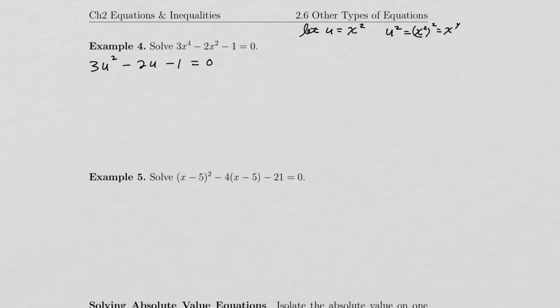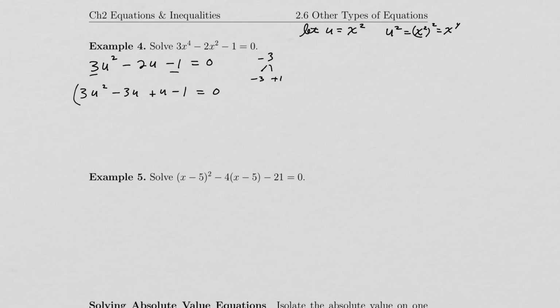Okay, so first I want to solve this for u. How do I do that? Well, the coefficient of the u squared term is not a 1, right? So we can try our AC rule. If I multiply a times c, I have -3. I want to think of 2 things that multiply to give me -3 and add to give me -2. Well, -3 and +1 will work. So now I rewrite that middle term, the -2u, in terms of -3 and 1. So it becomes -3u plus 1u.